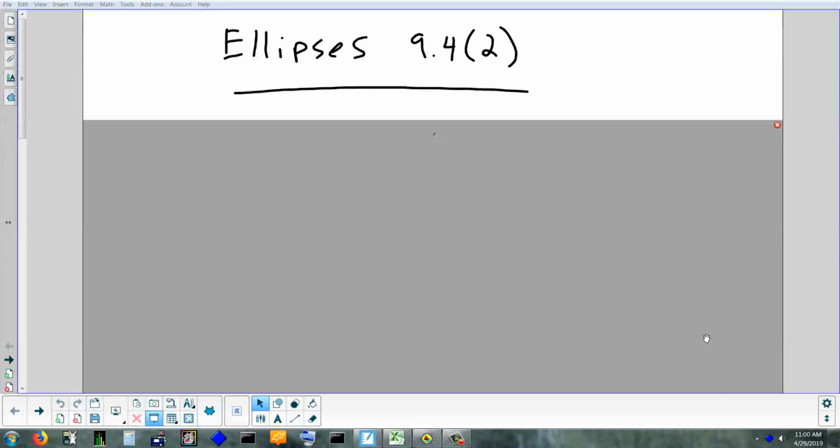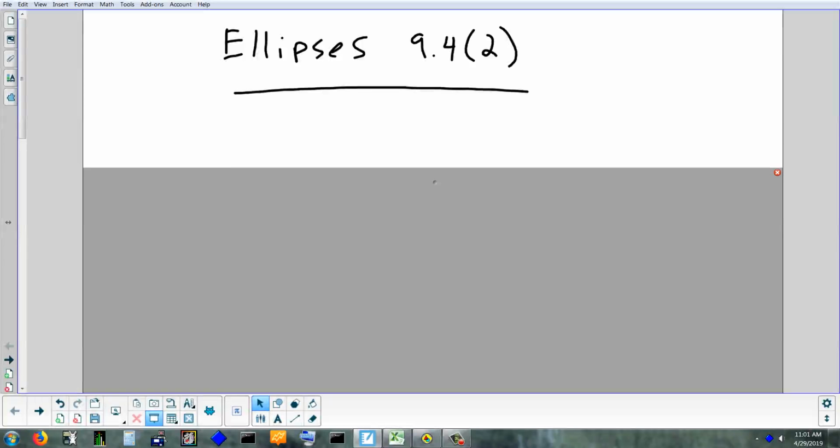Okay, so we're going to start out looking at ellipses. Tonight's homework, tomorrow's homework, those are both going to be in this packet. Okay, you do not need your book until Wednesday. Wednesday's the only day we're going to use the book this week.